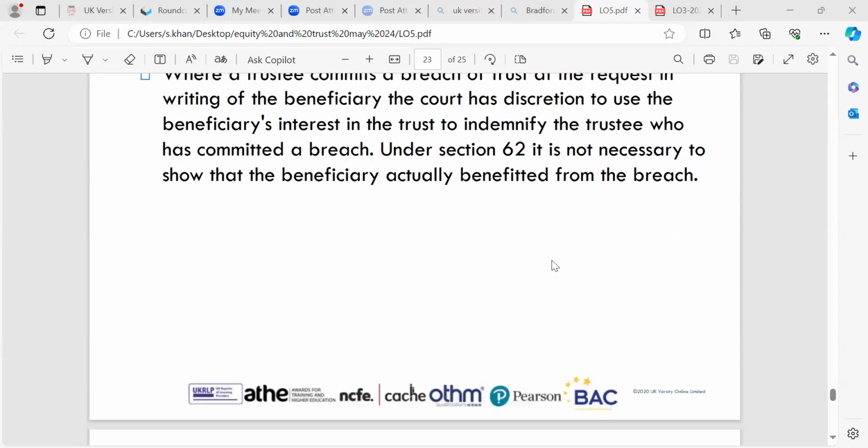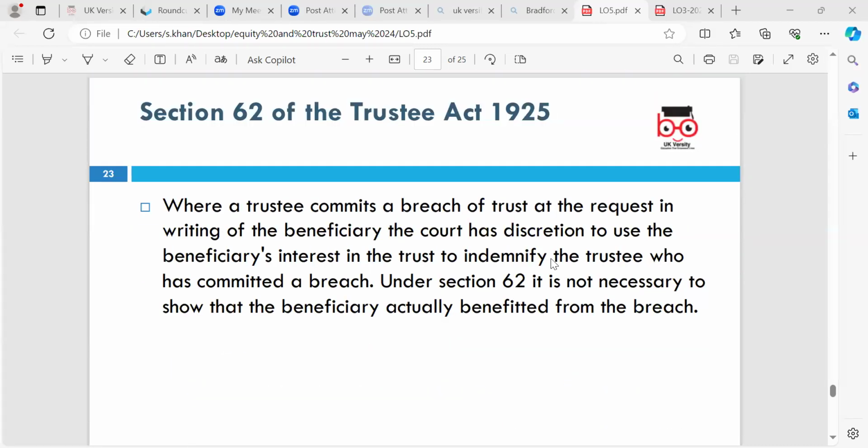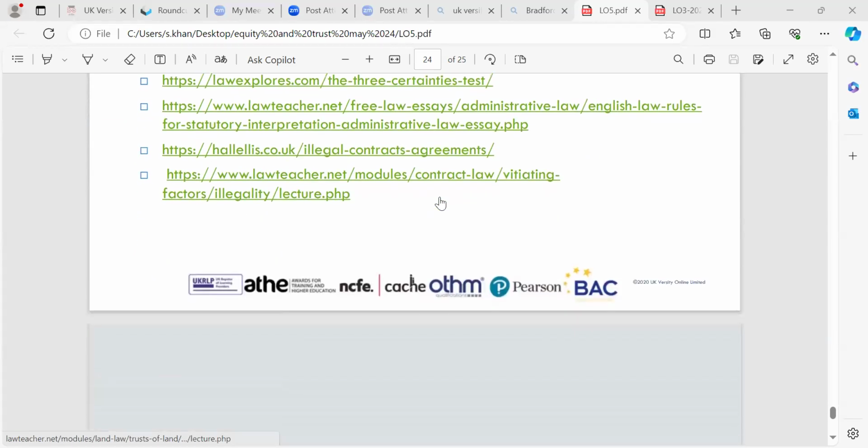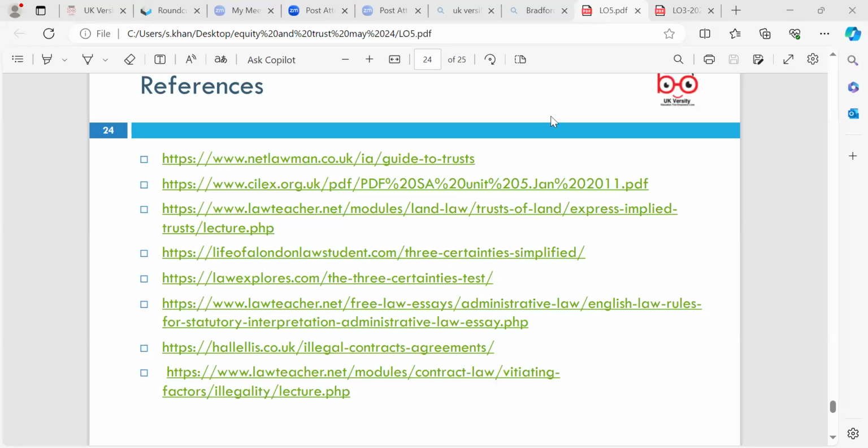So we've finished looking at Section 62 of the Trustee Act 1925. Some of the references we've used for today's session, which is Learning Outcome 5, and this is the final session. So tomorrow we'll go through the assignment discussion, summarise Learning Outcomes 1, 2, 3, and 4, and 5 as well, and then we'll go on to the assignment discussion.